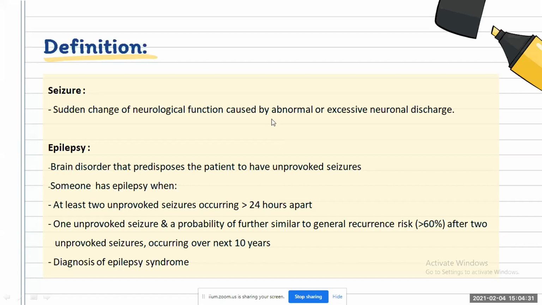So we start with the definition first. Basically, from the illustrated textbook of pediatrics, epilepsy is the brain disorder that predisposes the patients to have unprovoked seizure. Seizure means the sudden change of the neurological function that is caused by the abnormal or excessive neuronal discharge. Someone is said to have epilepsy when there are at least 2 unprovoked seizures that occur more than 24 hours apart, or 1 unprovoked seizure with a probability of further similar recurrence after 2 unprovoked seizures. It is also the diagnosis of the epilepsy syndrome, which I will tell later.